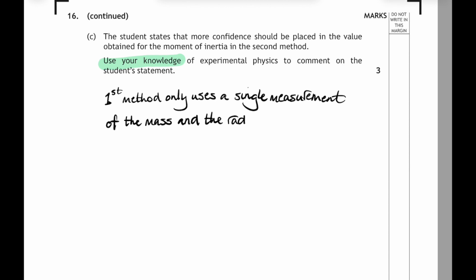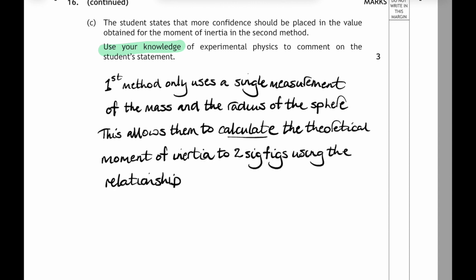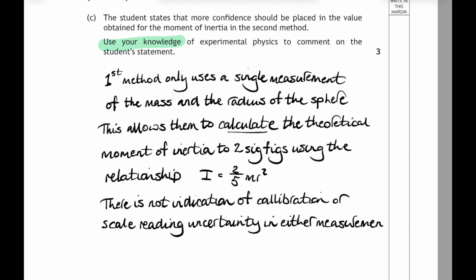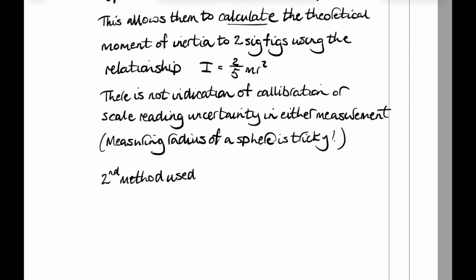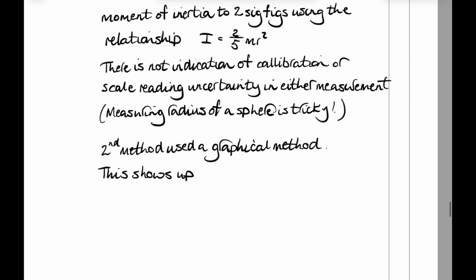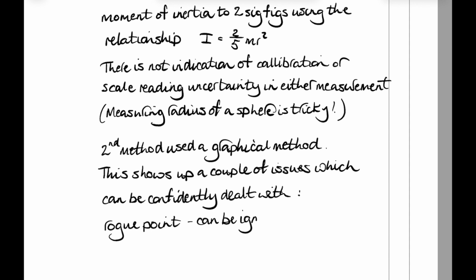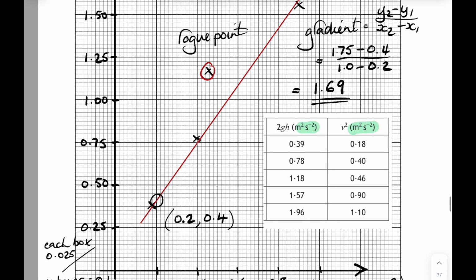The first method only used a single measurement of the mass and the radius of the sphere, and this allowed them to calculate a theoretical moment of inertia to 2 significant figures using the relationship on the relationship sheet. Now, there's no indication of calibration or scale reading uncertainty in either measurement, and the measuring of the radius is tricky anyway. However, the second method used a graphical method, and this shows up a couple of issues which can be confidently dealt with. The rogue point, firstly, we can ignore that, and there's a systematic uncertainty.